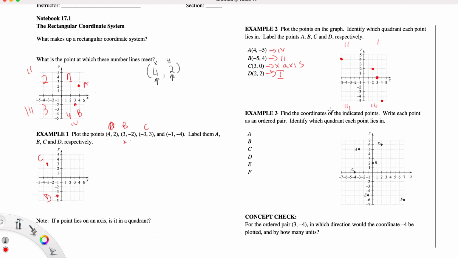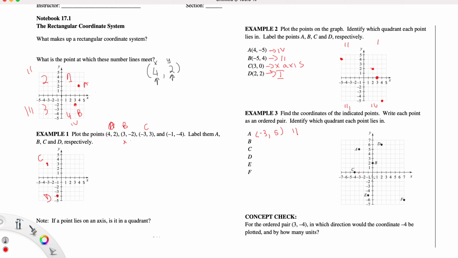Example 3, find the coordinates of the indicated points and write the ordered pair. Identify what quadrant. All right, let's start with A. A is right here, which is in quadrant 2. But let's go ahead and write the ordered pair. You write x first. So I'm going negative 1, negative 2, negative 3. And then we are going to go up to 5 for y, and this will be in quadrant 2.